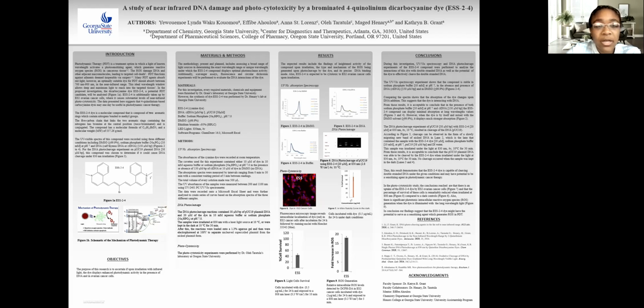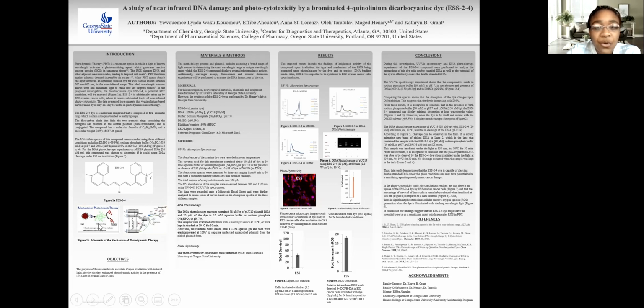As you can see in figure 1, ESS24 is composed of 2 aromatic rings which contain nitrogen bonded to methyl groups. The 5-carbon chain that links the 2 aromatic rings containing the nitrogen has a bromine at the center. So it is meso-brominated as well as conjugated.